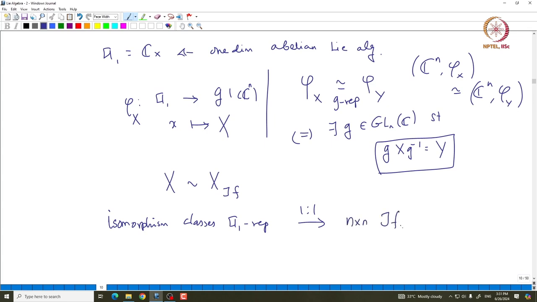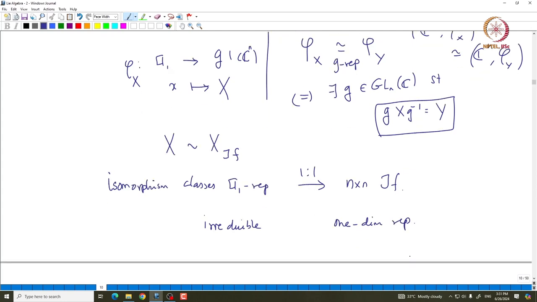Okay. So now what corresponds to irreducible representation? It's easy to see that irreducible representations must be one dimensional. So irreducible will correspond to one dimensional representation. That means n has to be one, so this n also varies here. Okay.